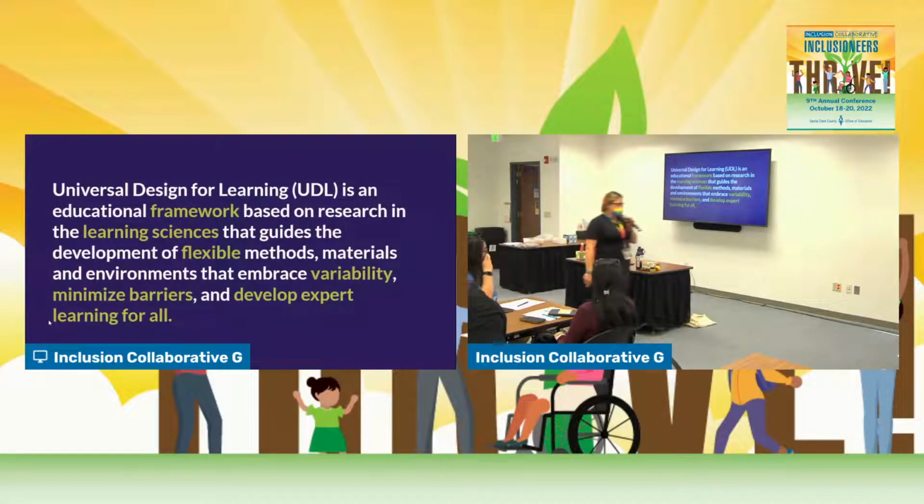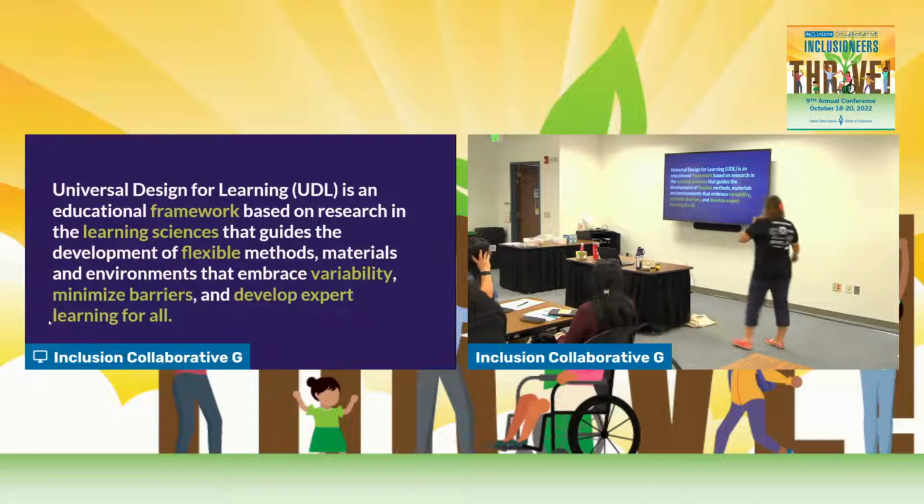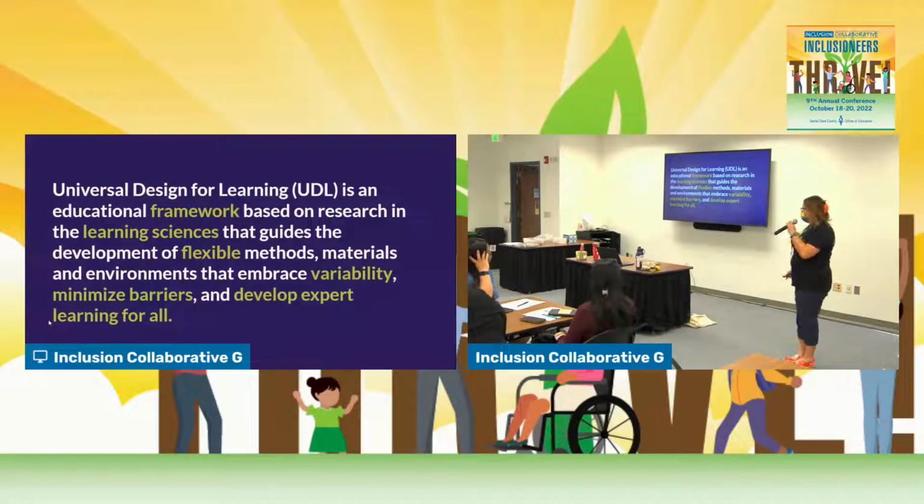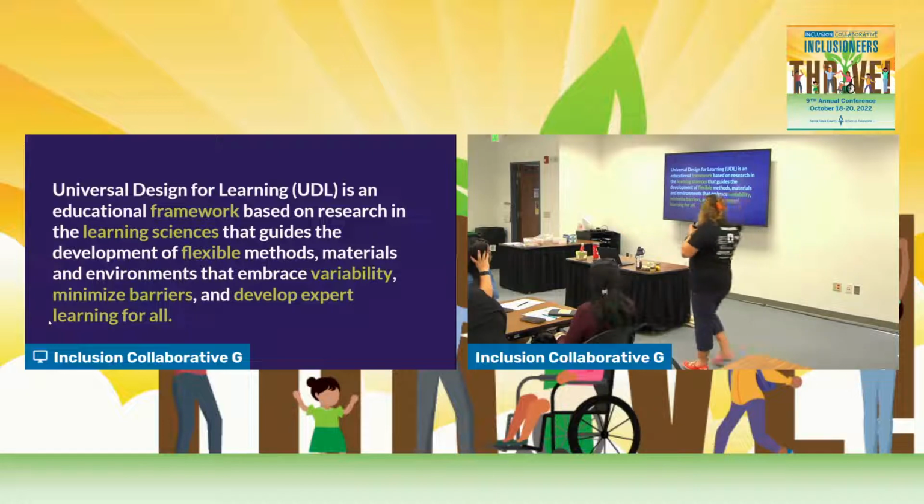So here's our definition of UDL. Universal Design for Learning is an educational framework based on research in the learning sciences that guides the development of flexible methods, materials, and environments that embrace variability, minimize barriers, and develop expert learning for all.